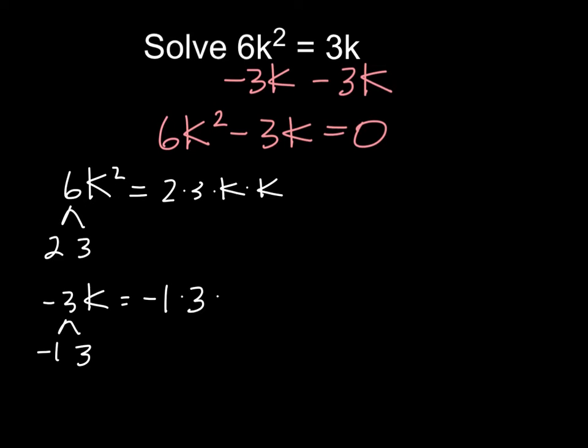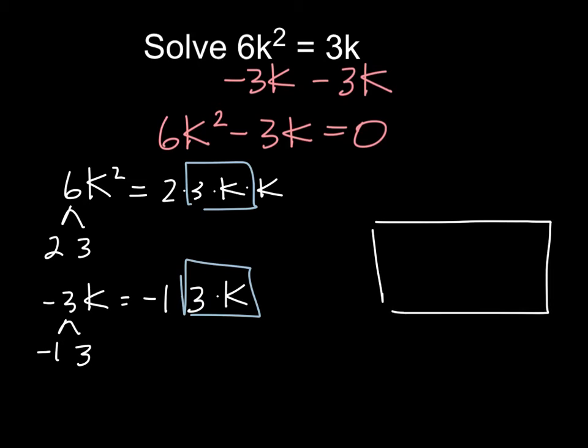So the factors are negative 1 times 3 times k. And then what they have in common, I see a 3 and a k in both lists. So we can make our 1 by 2 box. The GCF goes out front. So in this case, the GCF is 3k.